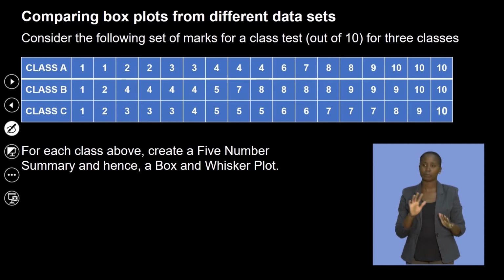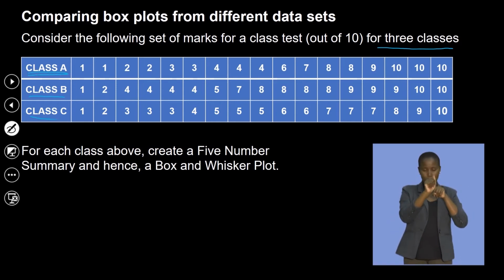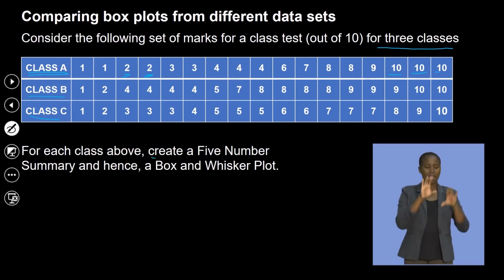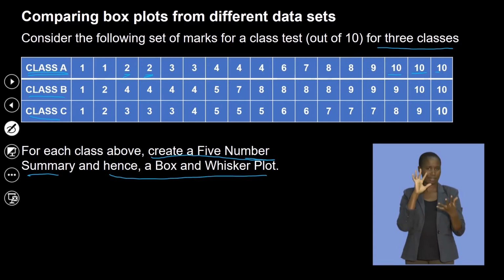Consider the following sets of marks out of 10 for 3 classes. This is the first class, class A. This is class B. This is class C. In class A, there's someone who got 1 out of 10, someone got 2, someone got 2, and we have three 10 out of 10s. And this is class B. So what do we want to do for each class above? We want to create the 5-number summary and hence the box plot for each.